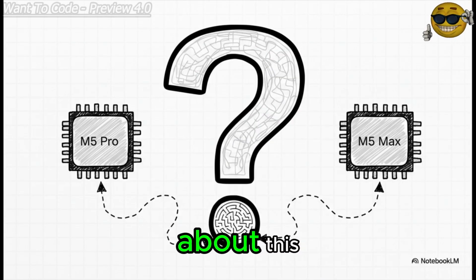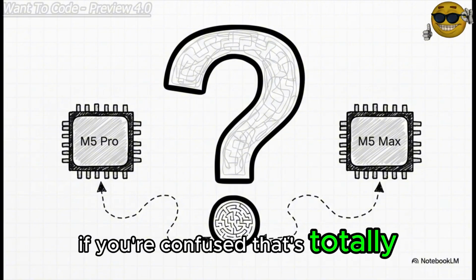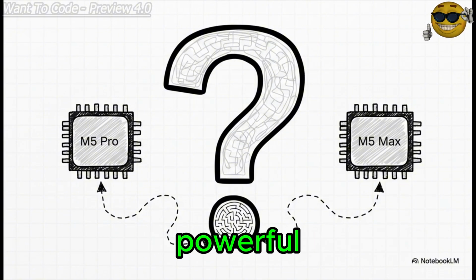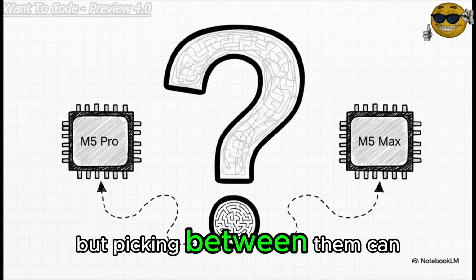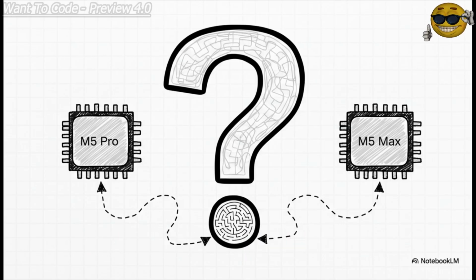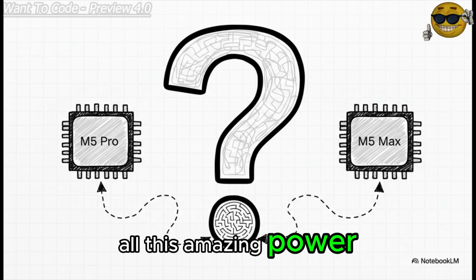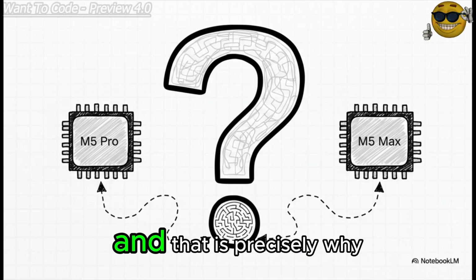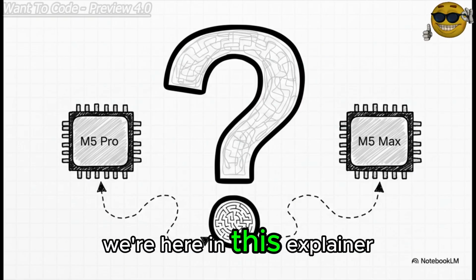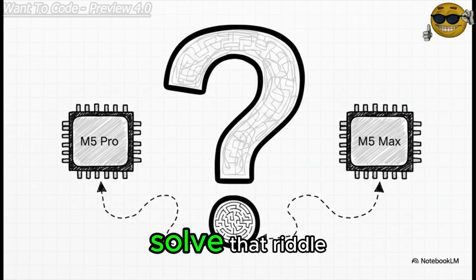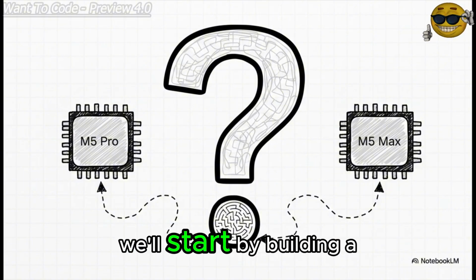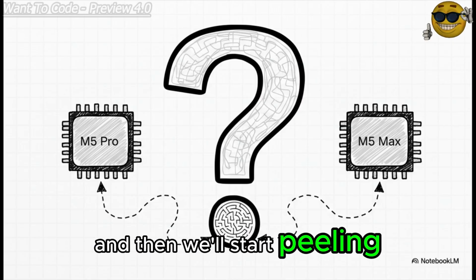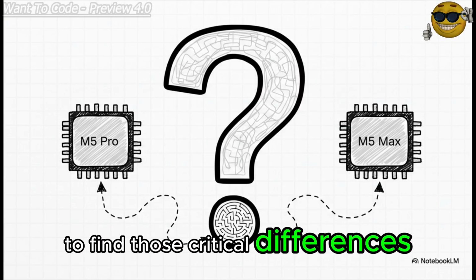And let's be crystal clear about this. If you're confused, that's totally understandable. It is not your fault. Apple has designed two incredibly powerful professional-grade chips, but picking between them can feel like solving a riddle. They've given us all this amazing power, but they haven't exactly handed us a clear map on how to choose. And that is precisely why we're here. In this explainer, we are going to methodically solve that riddle, piece by piece. We'll start by building a strong foundation, looking at all the ways they're the same, and then we'll start peeling back the layers to find those critical differences.